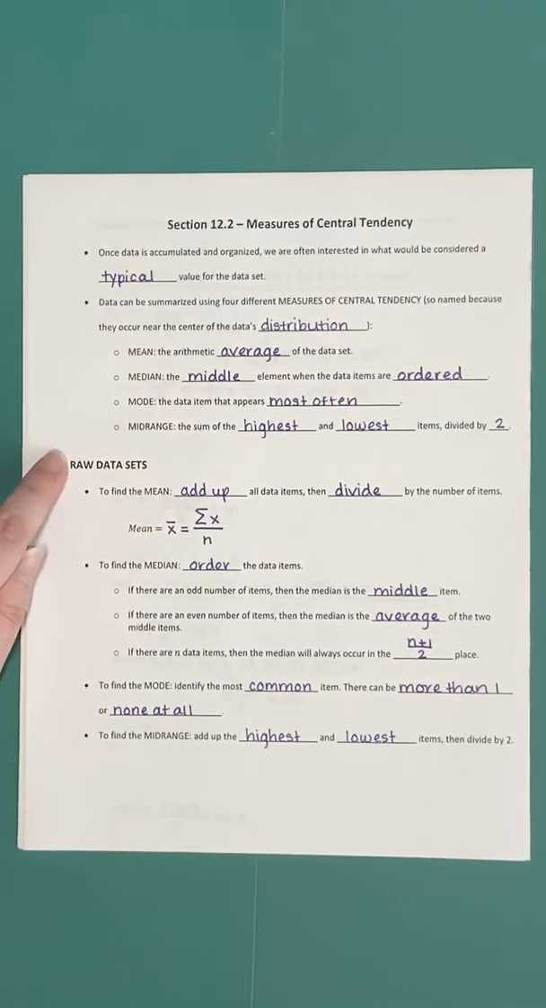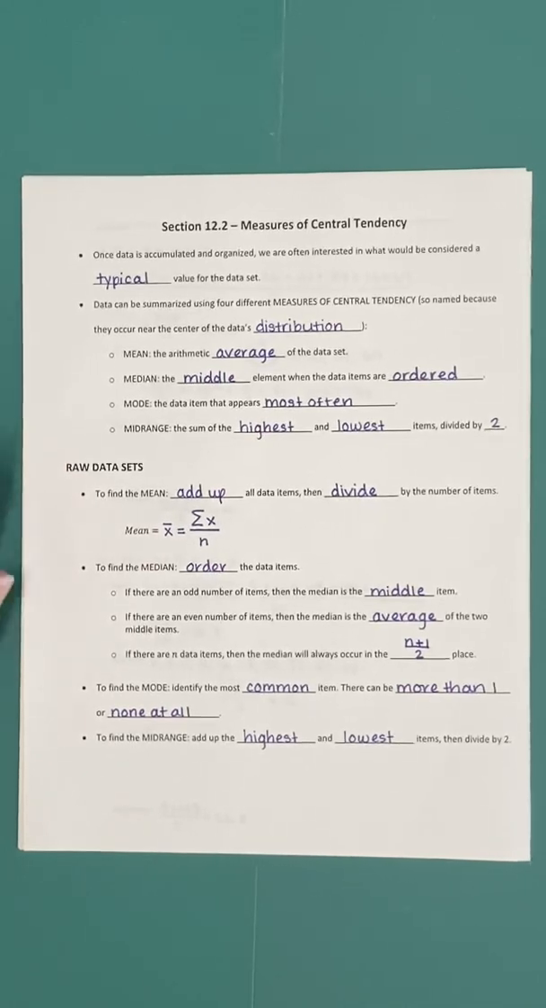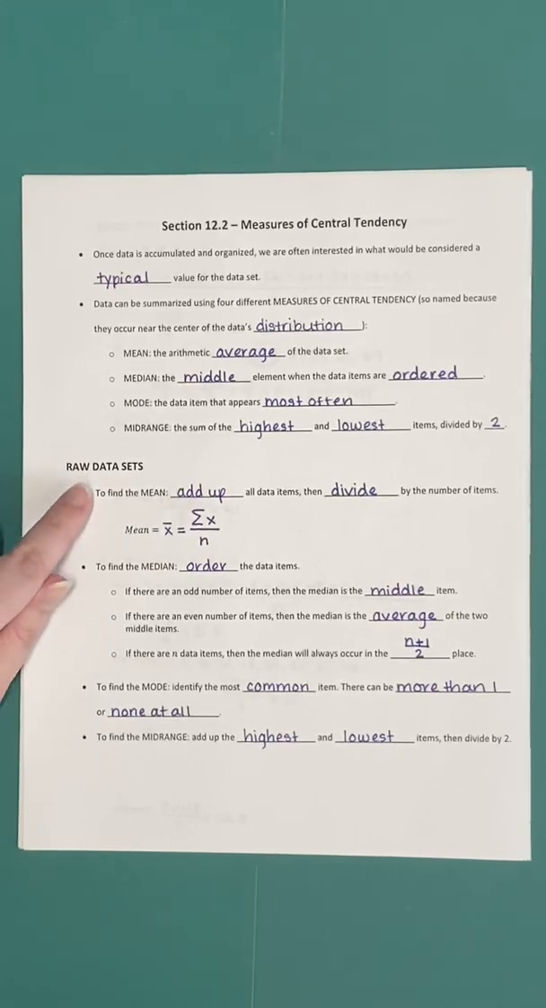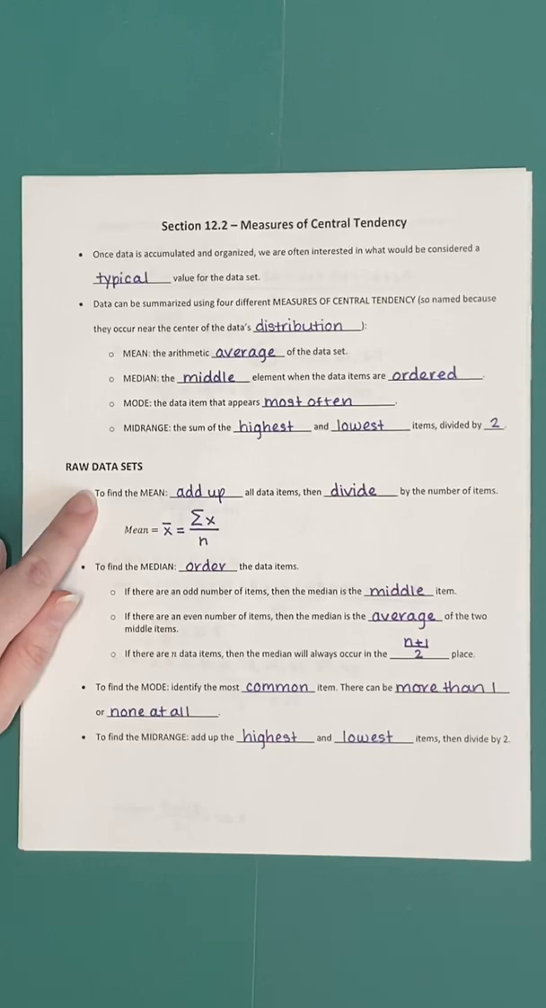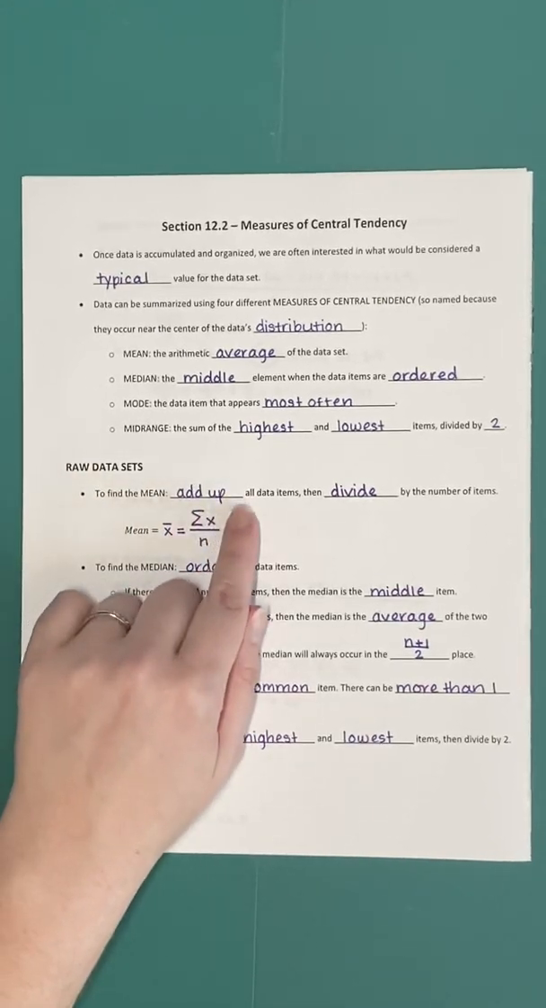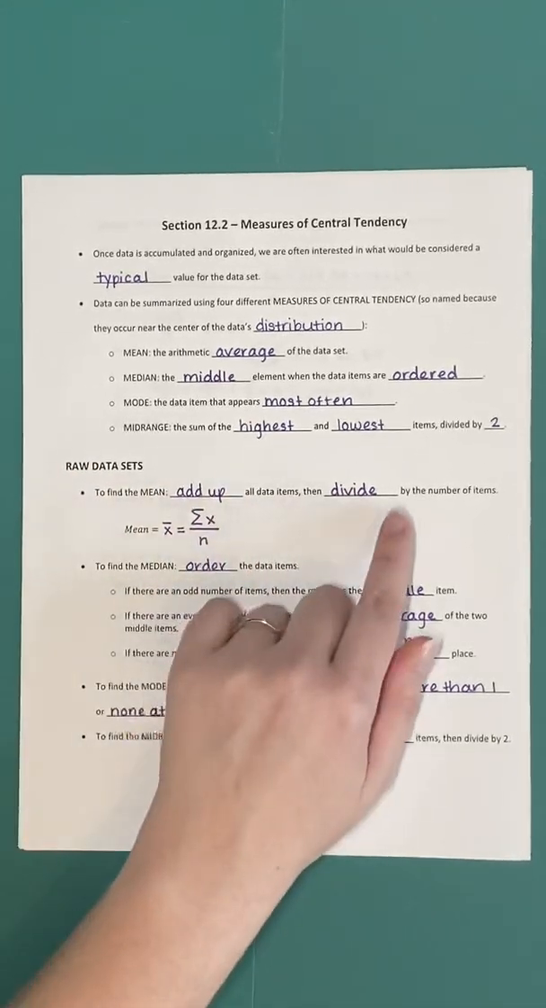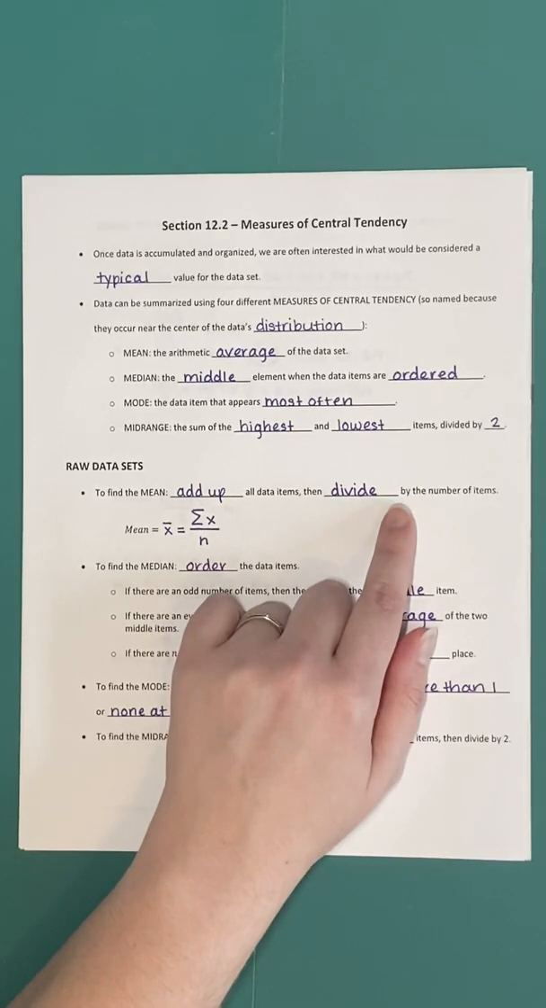So let's look at some raw data sets, unorganized data, and let's find our different measures of central tendency for our data. So to find the mean, what does that look like? We're just taking an average. Well, how do you take an average? You're going to add up all of the data items and then divide by the number of items you see.